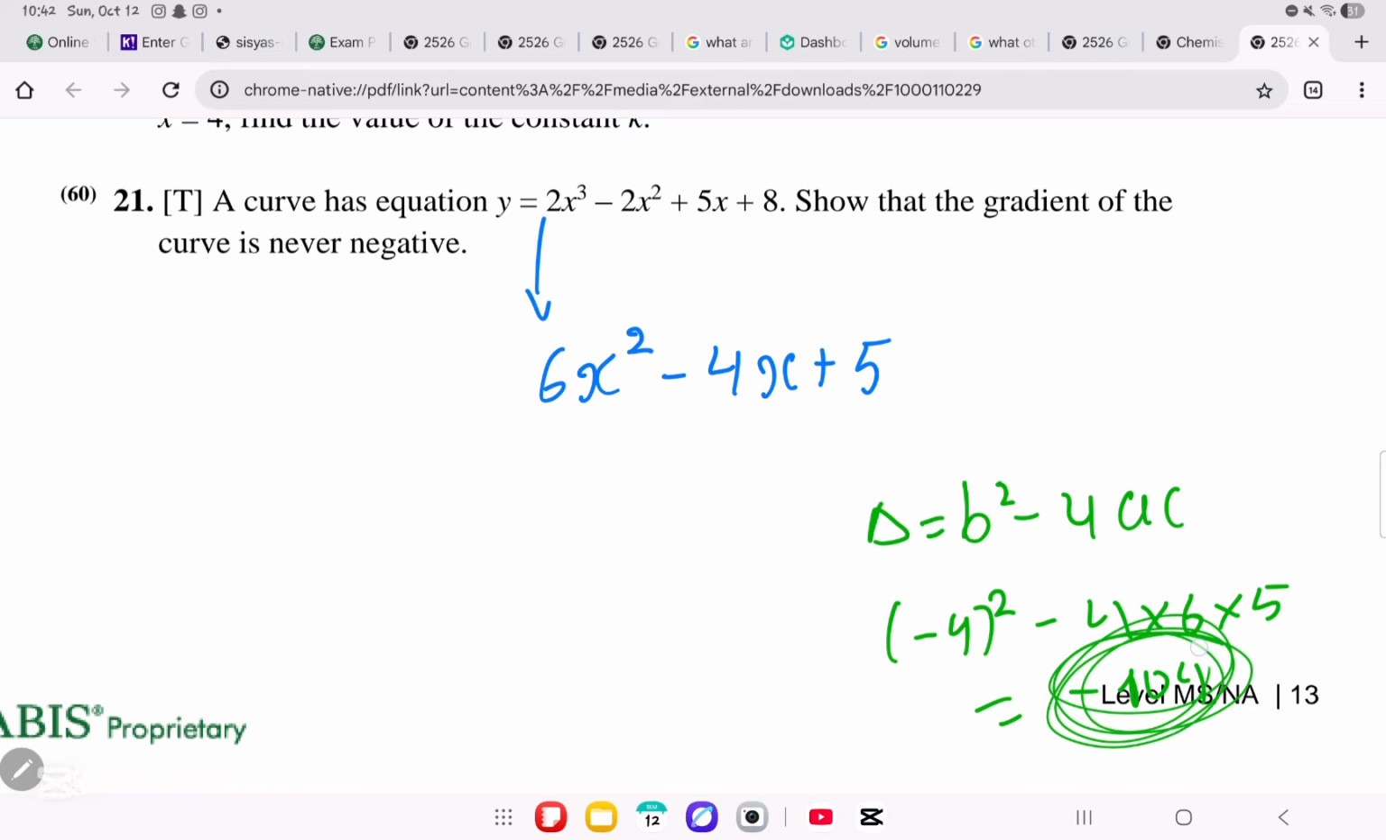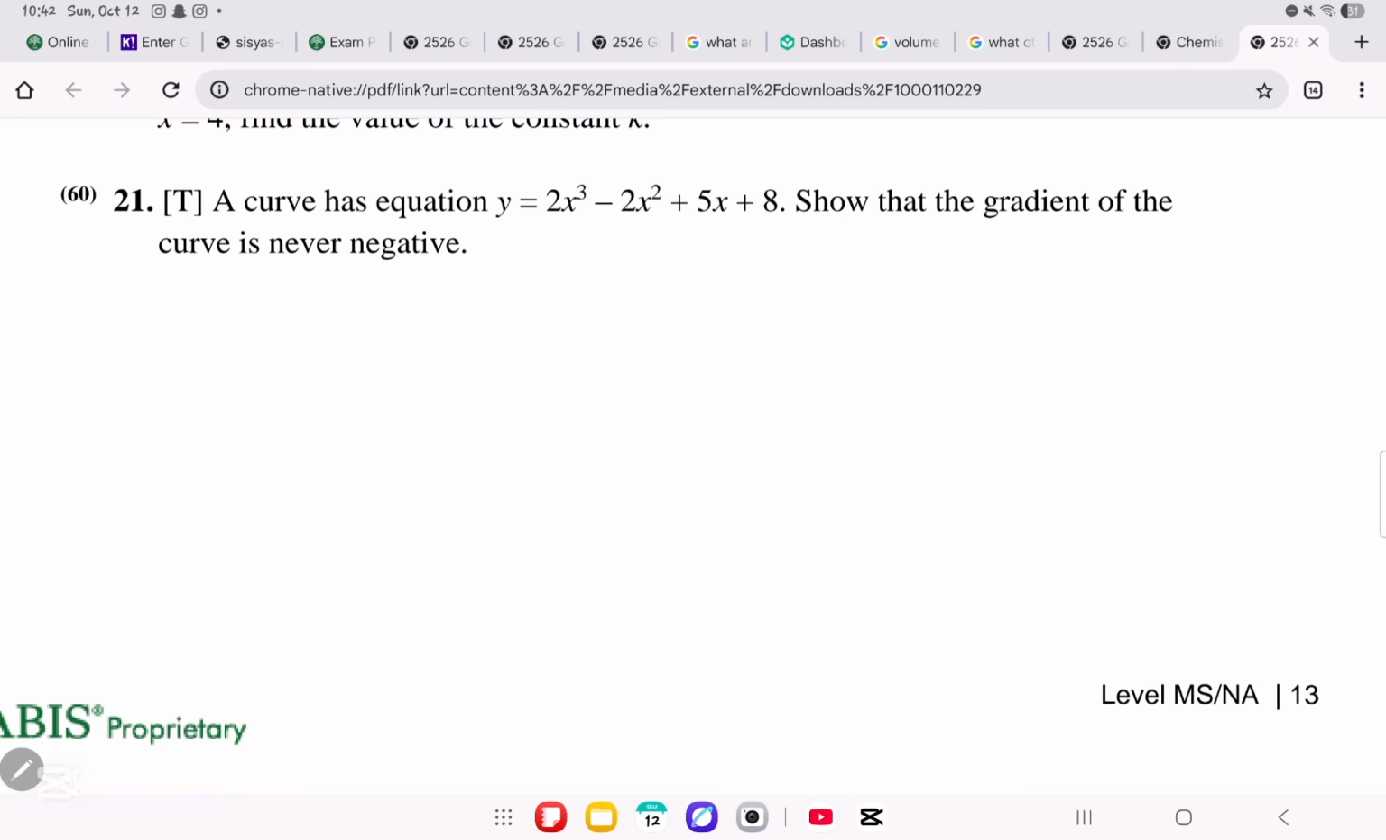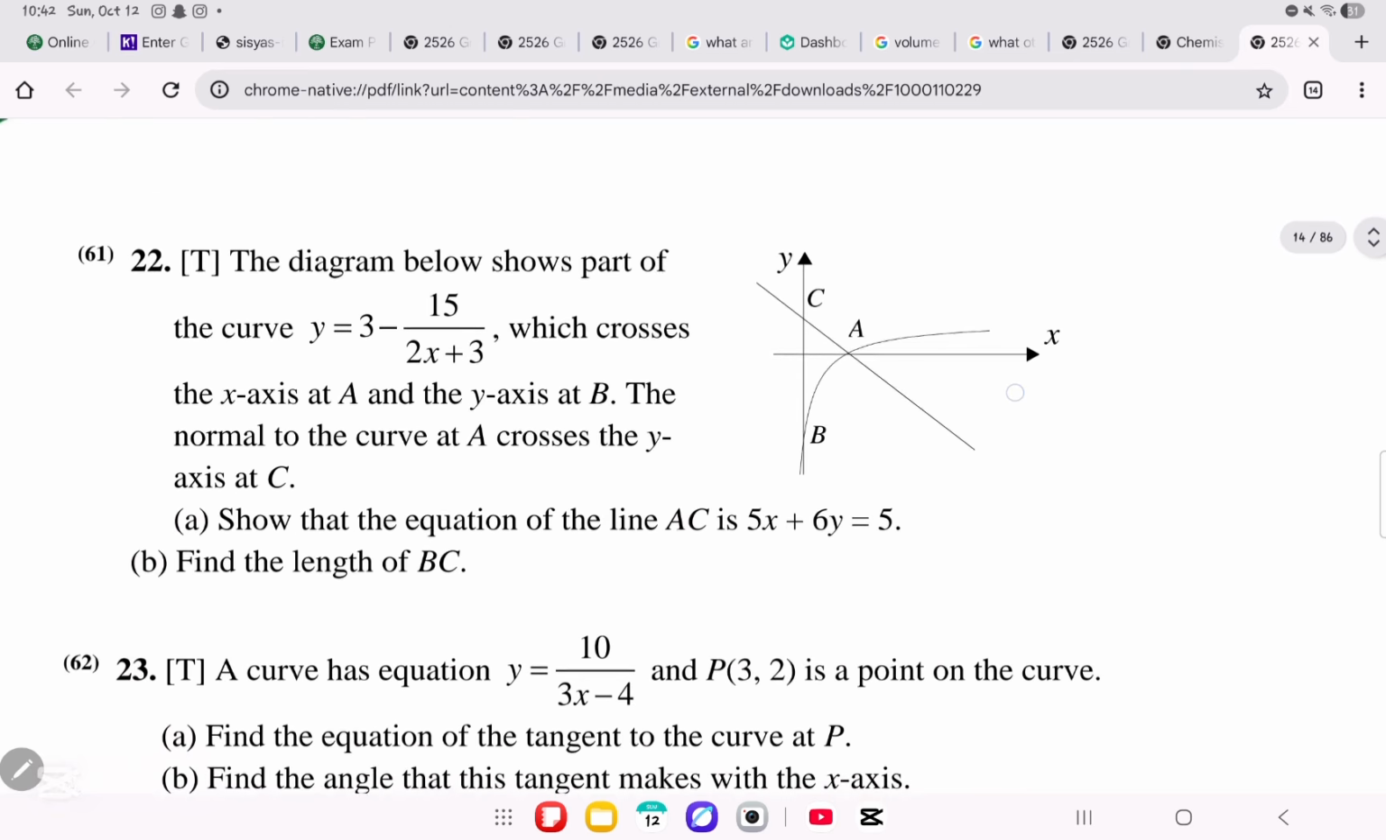Because it is negative, it means that a is going to be greater than 0. What does that mean? That means the slope, the gradient, can never ever be negative. We move on to question number 2.